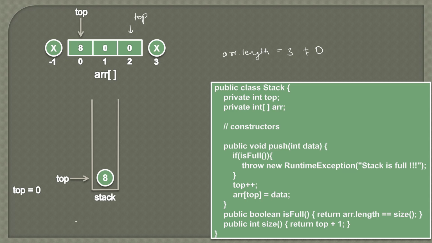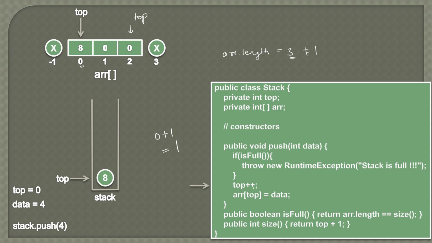Now let's say we again push a value 4. So the data is 4. We check whether the stack is full or not. So array.length is 3, and then we will evaluate the size. Currently we know that the stack has one element, which is 8. So when we do top plus 1, the value of top is 0. So 0 plus 1 will give 1. It states that the size of the stack currently is 1 because there is one element. So 3 is not equal to 1. So a false value will be returned from here, and the if block won't get executed because isFull will return false.